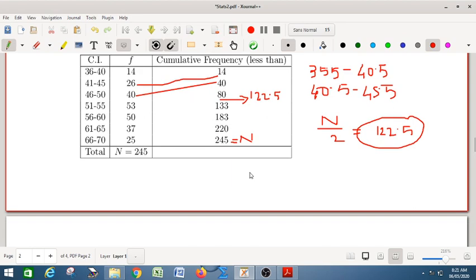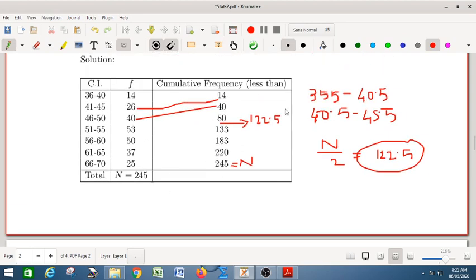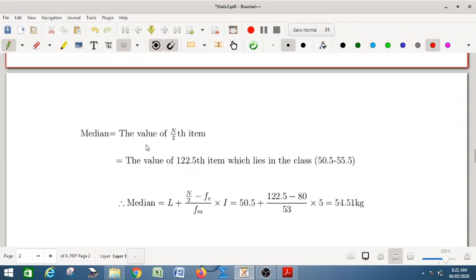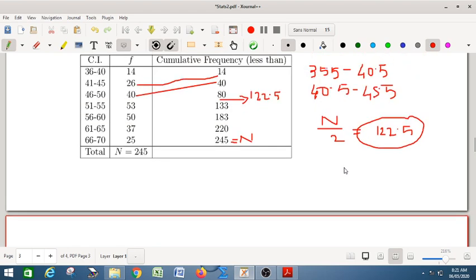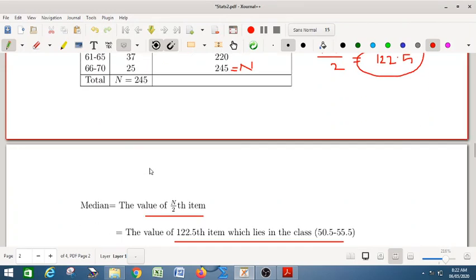So this is the position in the table. You can draw it in the table. This is the median, as already explained. If you take the boundary, it lies between 50.5 to 55.5. This is the boundary, so in between is the median class.